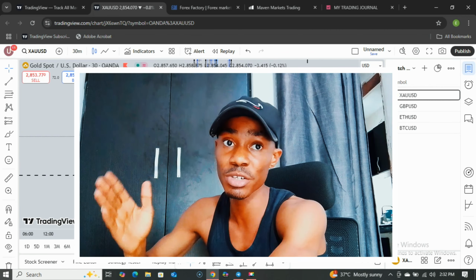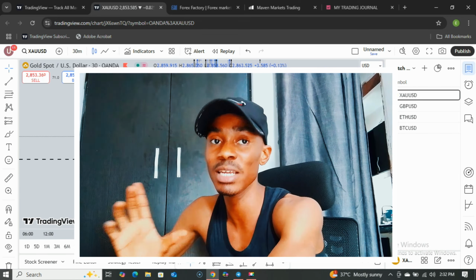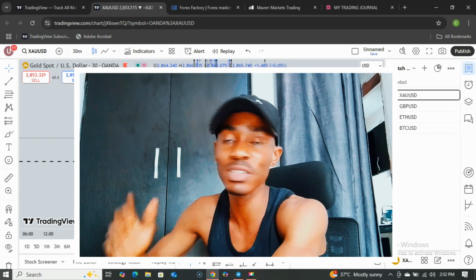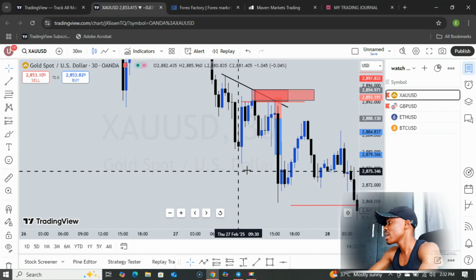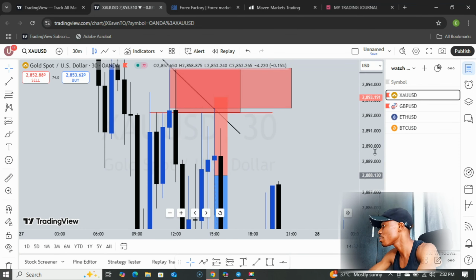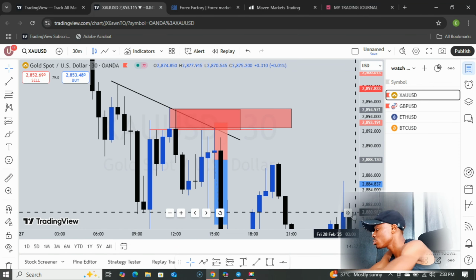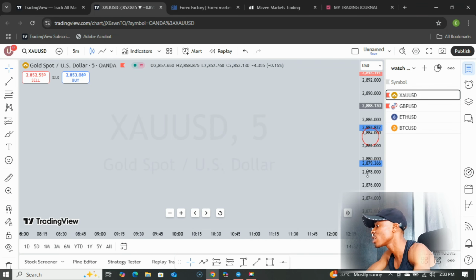And yesterday I was bearish on gold. I was also bearish on GBP USD because these pairs tend to correlate the majority of the time. So when I came to the chart, I already knew my bias and I was just waiting for liquidity and a supply. Let me go to the 5 minute and show you what I was waiting for. Okay, I think we are on the 5 minute right now.